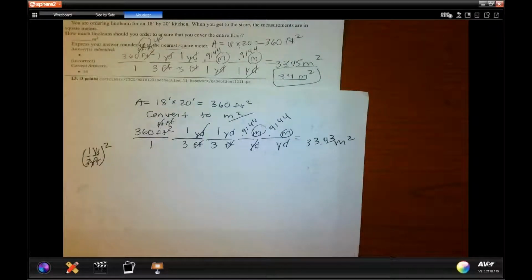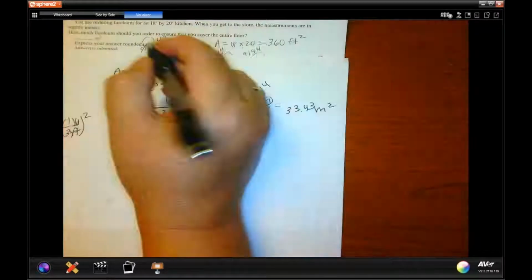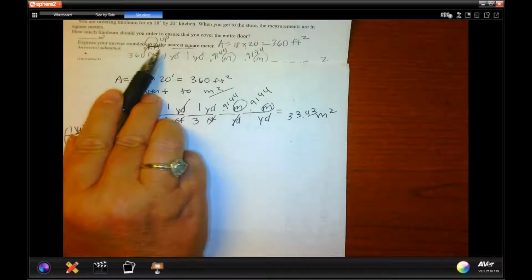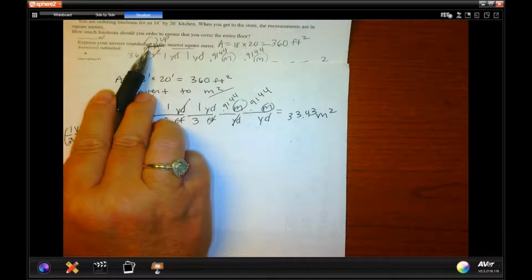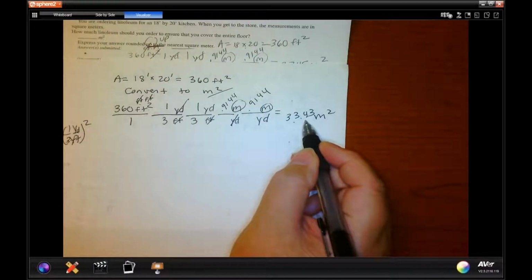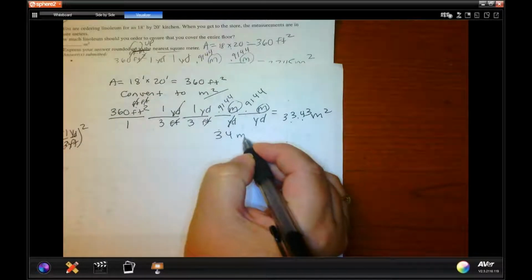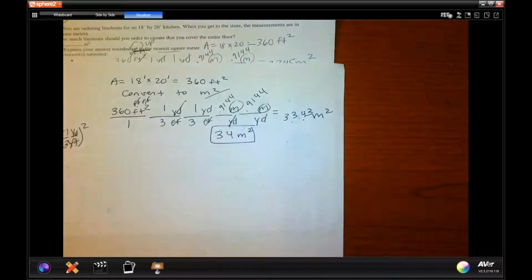We get 33.43. Here's another tricky part, so watch your rounding. It's not saying round to the nearest meter, it says round up, because they don't want you to be short on flooring. So even though this is a 4, we still go up. So it's 34 meters squared.